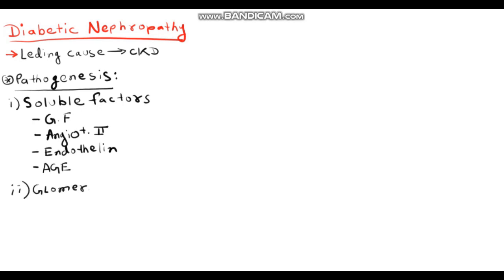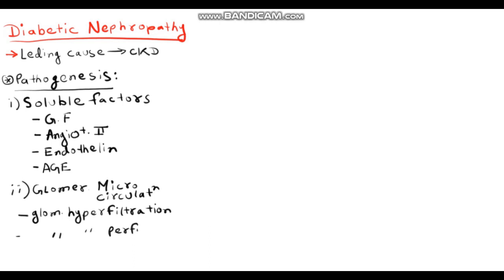The second thing is alteration in the glomerular microcirculation. Changes in the circulation in the glomeruli cause this disease to appear, including glomerular hyperfiltration, glomerular hyperperfusion, and increased glomerular capillary pressure. This is the second category causing the pathogenesis of the disease.